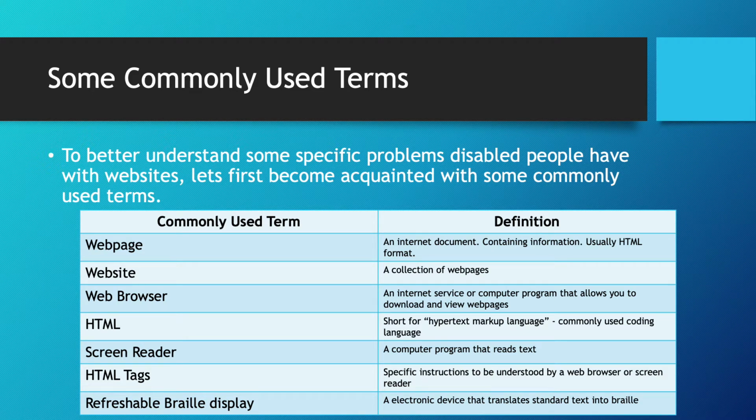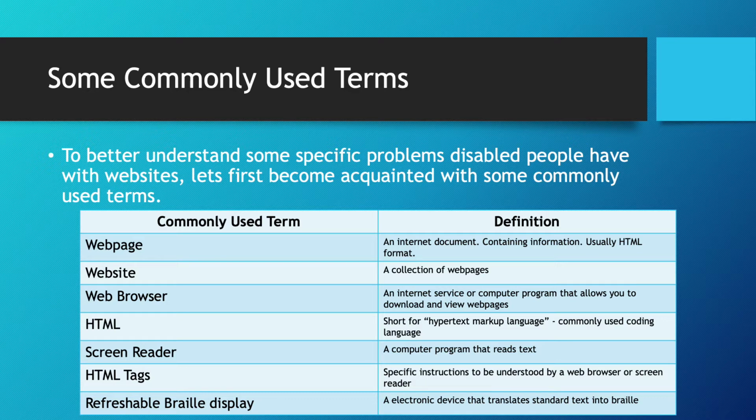Let's go ahead and take a look at some terms that are used when referencing the internet. A web page is basically just an internet document. Documents contain information. A web page is usually in HTML format, which is a text-based format. A website is a collection of web pages. A web browser is like an index of different internet web pages that allows you to load and view them.